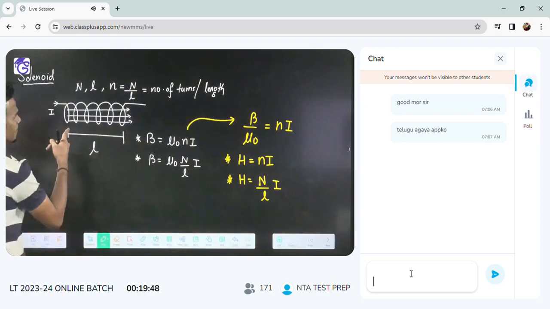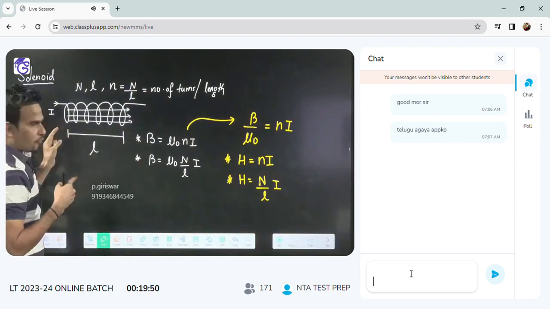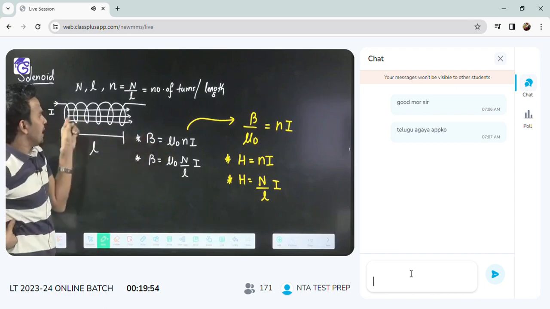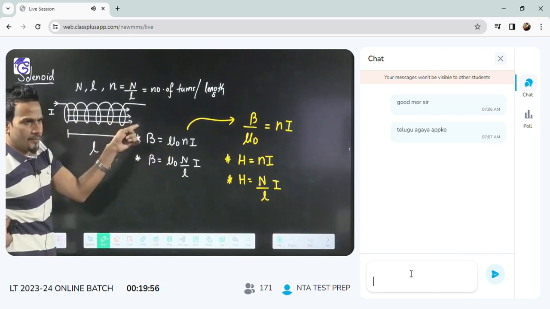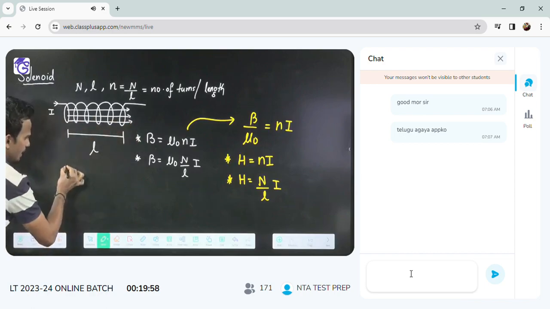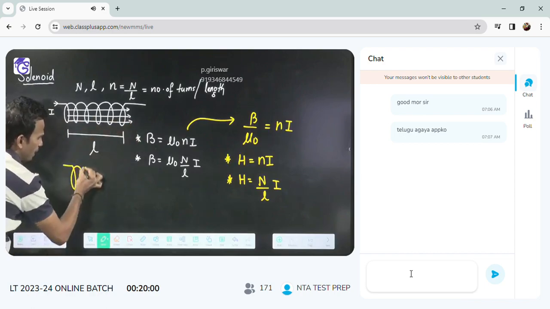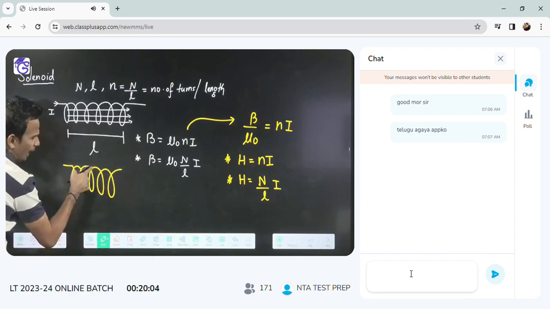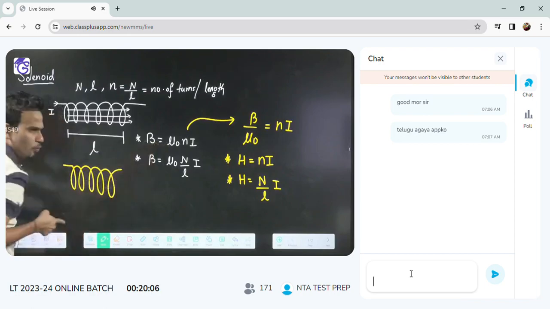And always remember, we use the formula mu naught Ni only when vacuum is inside. For example, someone says, sir, inside the solenoid, if I put one ferromagnetic material, right now vacuum is there, that's why you are using mu naught.